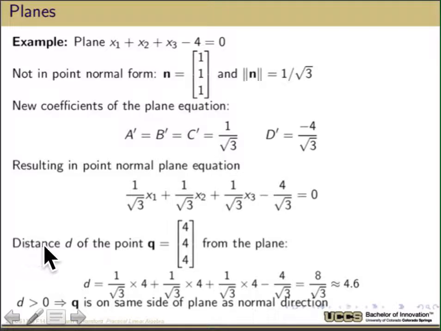And then if I have some other point, say q equals (4, 4, 4), not on the plane, all I have to do, given that it's normalized, is put that in, and I'll get about 4.6. So that tells us two things. First, its sign, the fact that it's positive, means it lies on the same side of the plane as the normal, and 4.6 gives us the length or distance away it's going to be. So it tells us both the side of the plane it's on and the distance to the plane, because distance is signed.